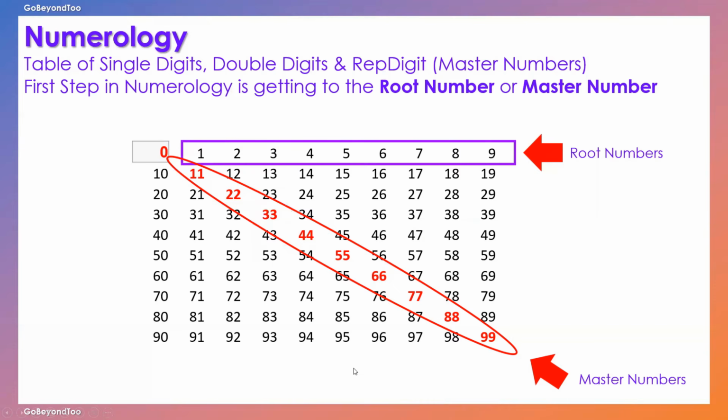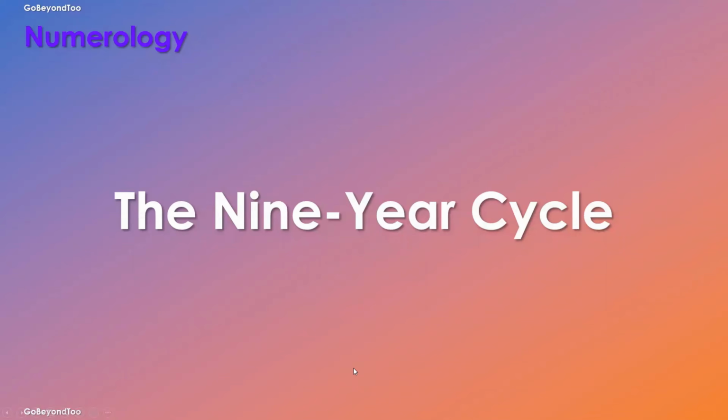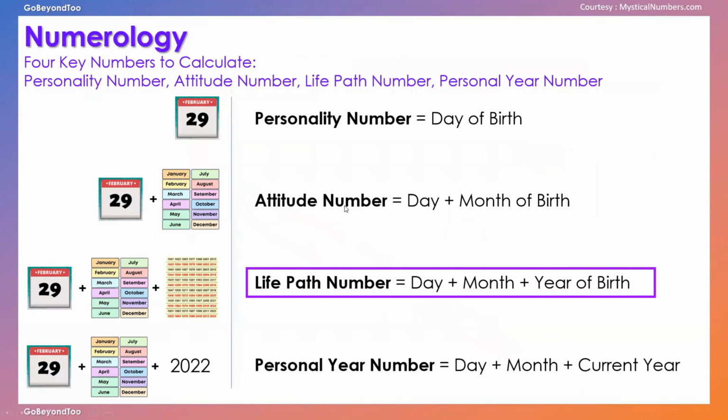Let's talk about the notion of the 9-year cycle. The 9-year cycle has 4 key numbers to calculate: the personality number, the attitude number, the life path number, and the personal year number. The personality number is achieved by adding the digits of the day of birth.